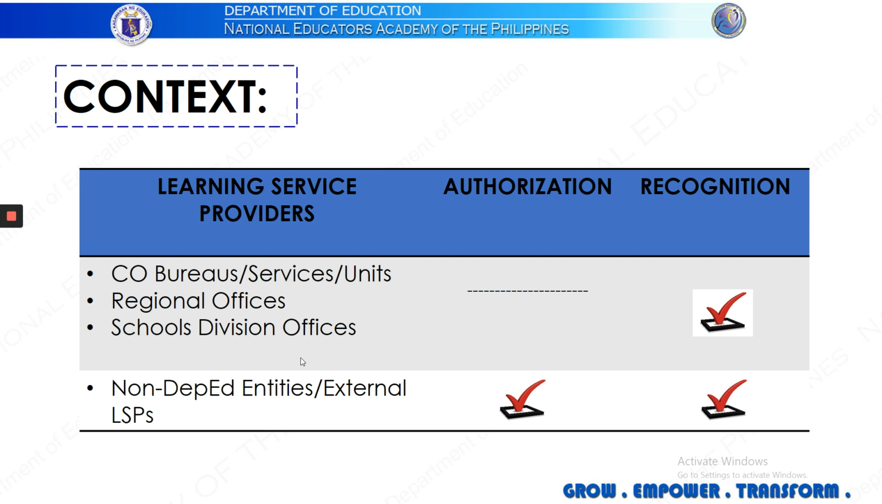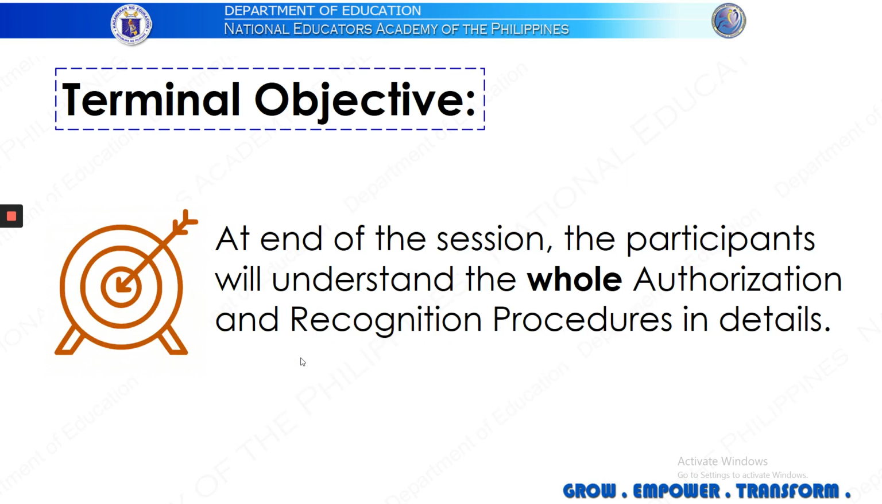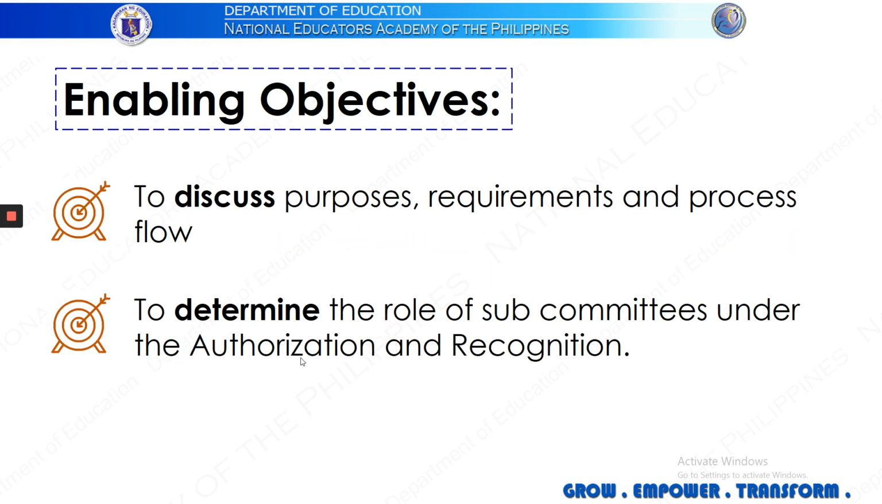So to start with, our terminal objective for this session, at the end of the session, the participants will understand the whole authorization and recognition procedures in details. And our enabling objectives are to discuss purposes, requirements, and process flow. And the second one is to determine the role of subcommittees under the authorization and recognition.